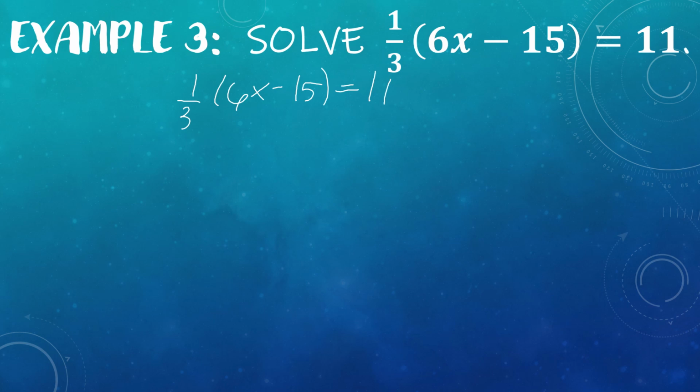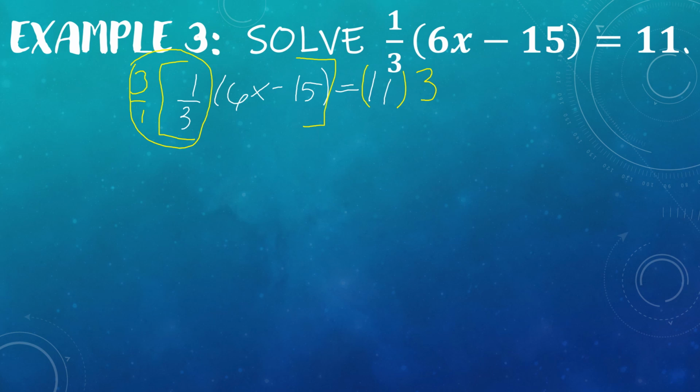Now, on the left side of the equation, all of that, the 1/3 times (6x minus 15), all of that is one term because it's joined with multiplication. So I'm actually only going to multiply by 3 one time. On the right side, I think it's pretty clear that 11 is only one term, so I'm going to multiply by 3 one time.